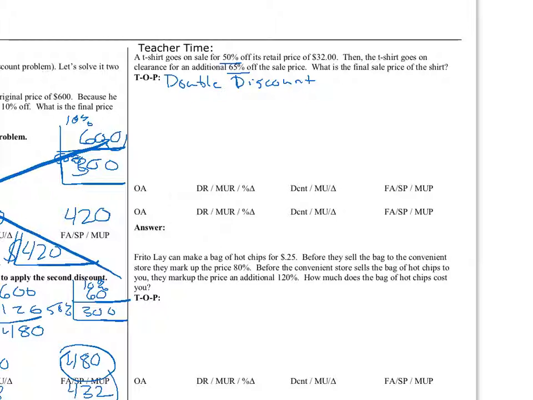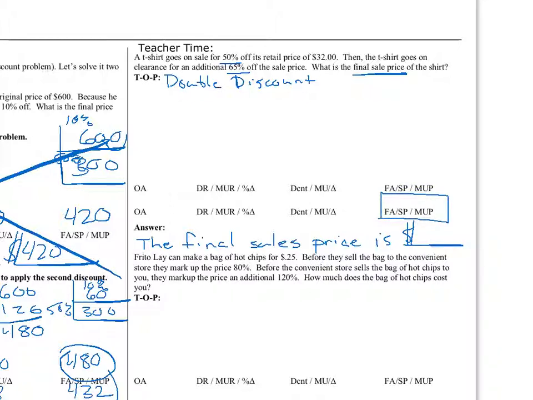And over here it says the final sales price is blank dollars. So that tells me if I'm looking for the final sales price, I'm going to be looking for this second final amount after I've applied both discounts. So I'm going to start with discount number 1. I have an original amount of $32.